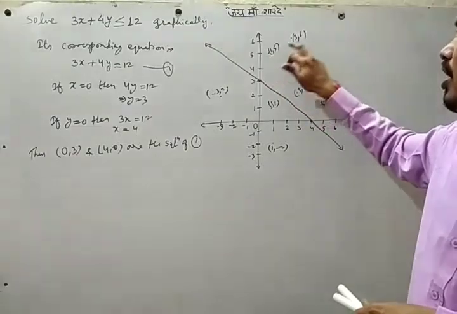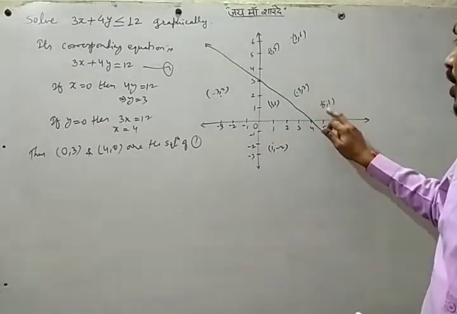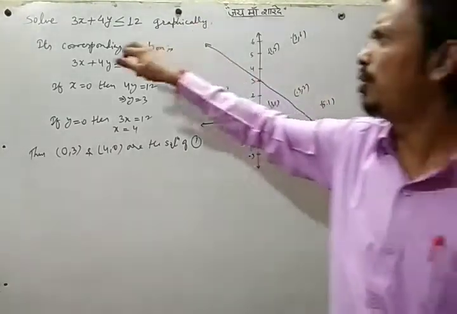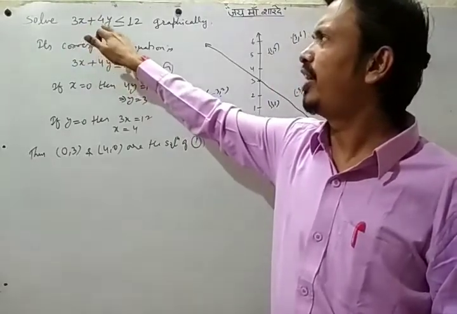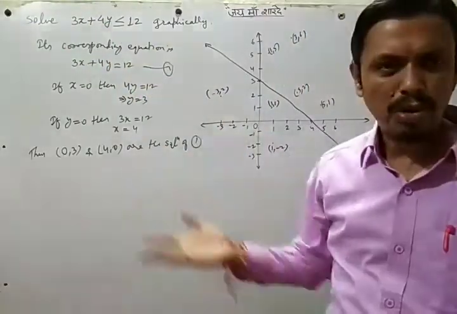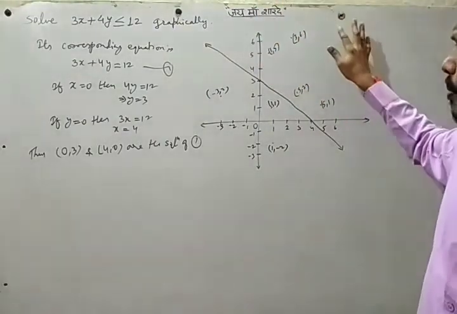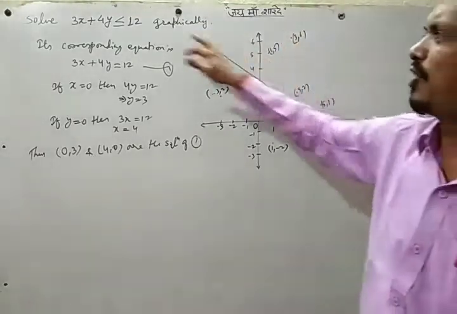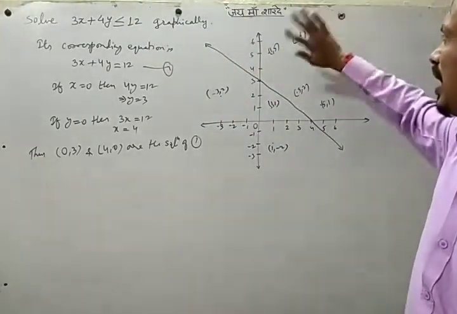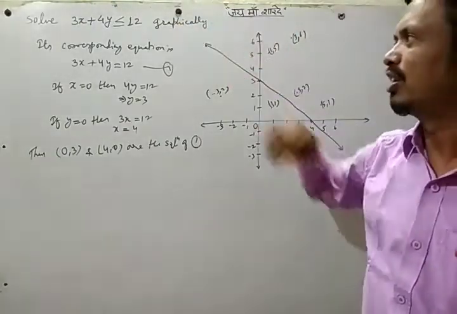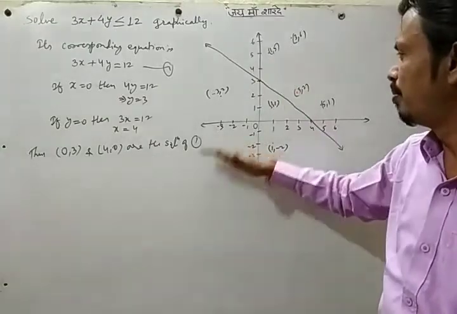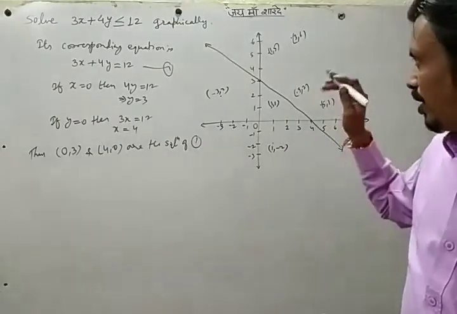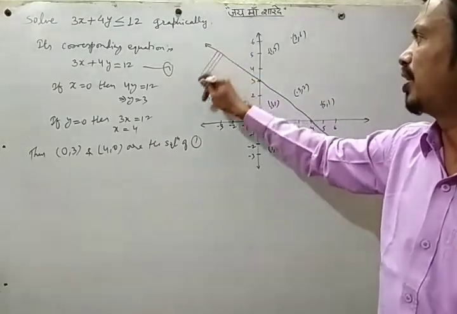If it is not a solution, then no point of this plane can be, because all the points lie in the same plane. Now we can check (3, 2): 3 times 3 is 9, 4 times 2 is 8, and 8 plus 9 is 17. Is 17 less than 12? No. So from this plane, any point you take, (1, 5), (3, 6), (3, 2), (5, 1), will not satisfy this inequation. It means this part is not the solution. So the solution is below this line, and to show the solution we just shade this part.